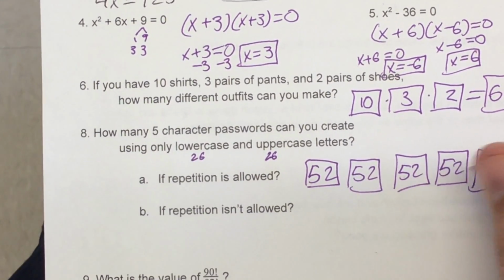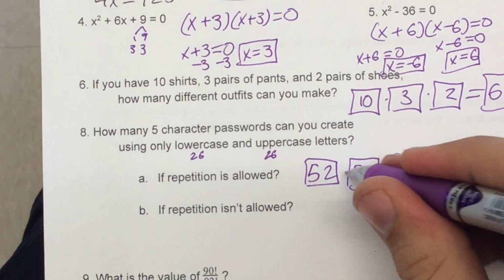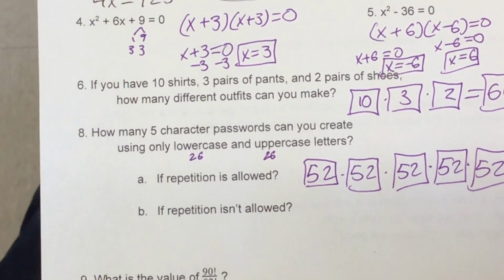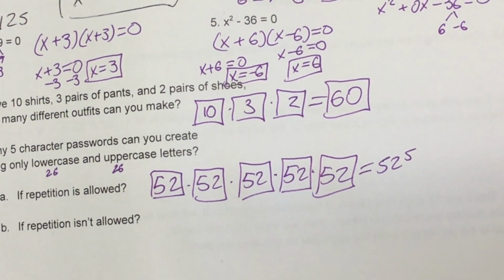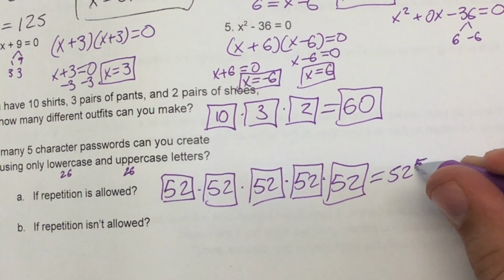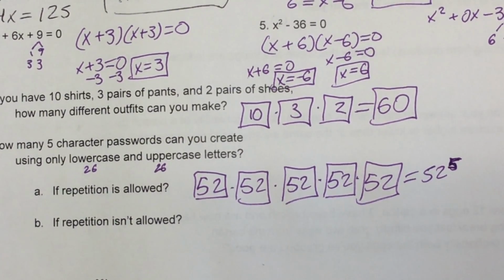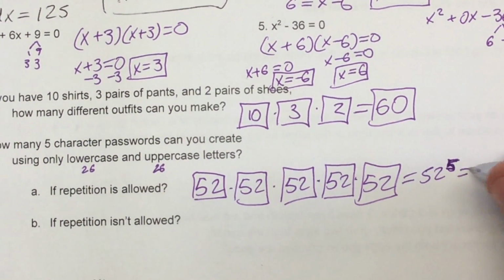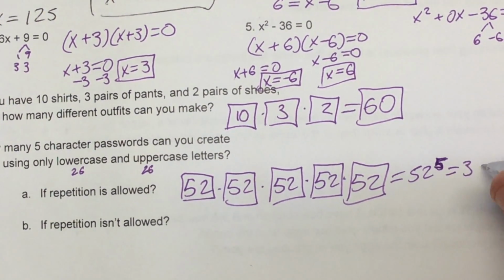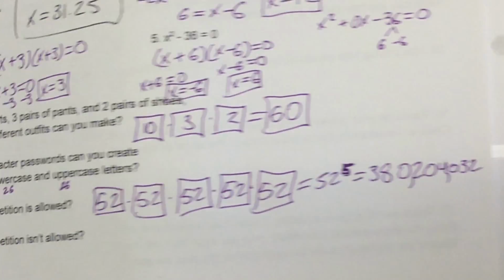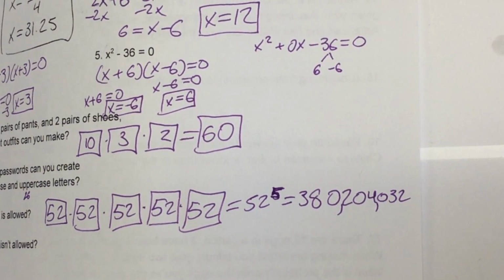If repetition is allowed, I can just do 52 on each of these. So that's 52 to the 5th. This is an exponent, and that is a large number: 8, 0, 2, 0, 4, 0, 2. About 380 million choices there.